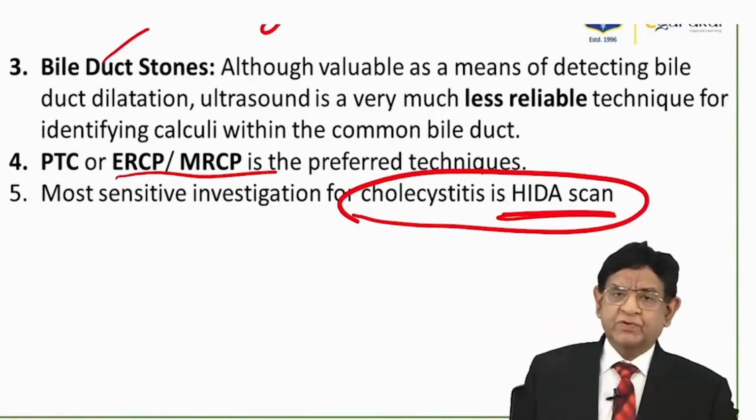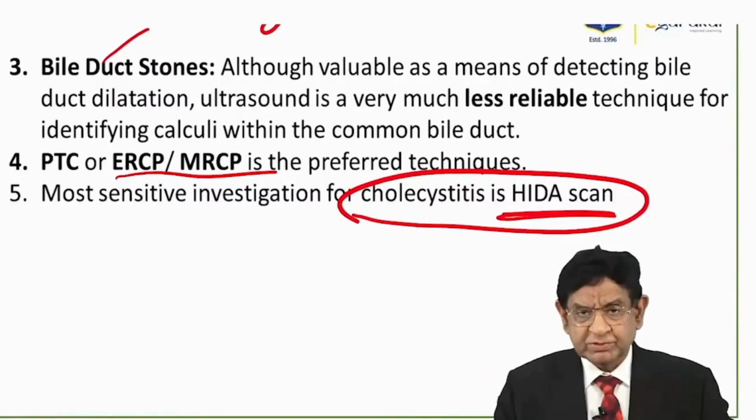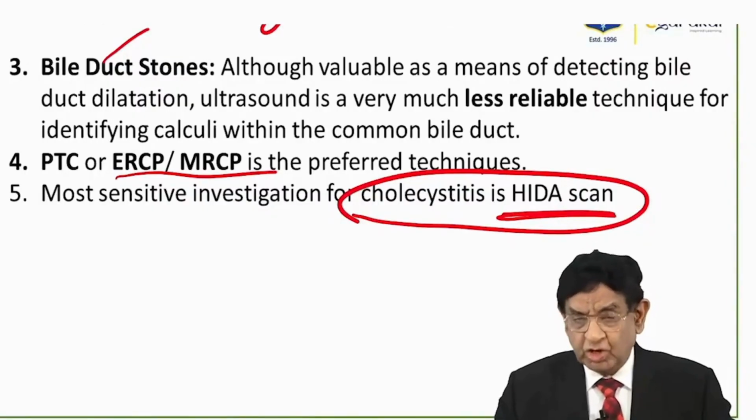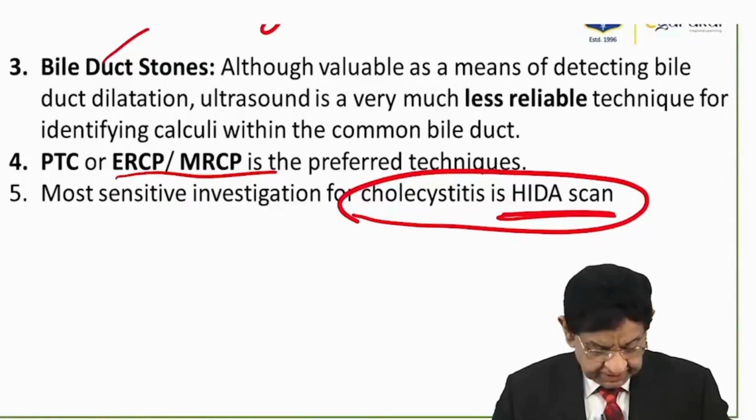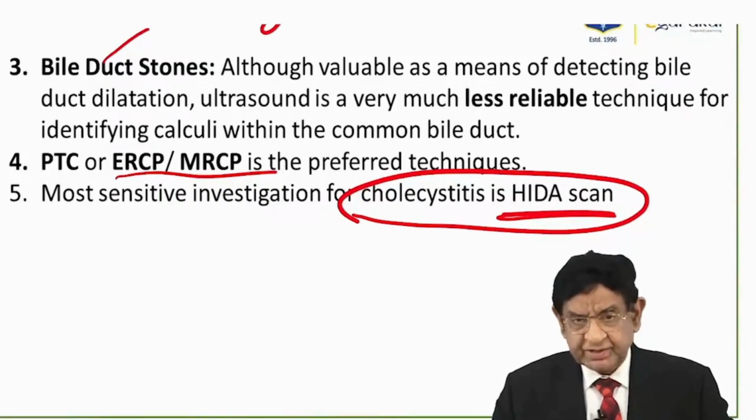Then, of course, books do mention CT scan abdomen also, but MRCP or ERCP are more yielding as far as gallstone is concerned. And for cholecystitis, we do HIDA scan.